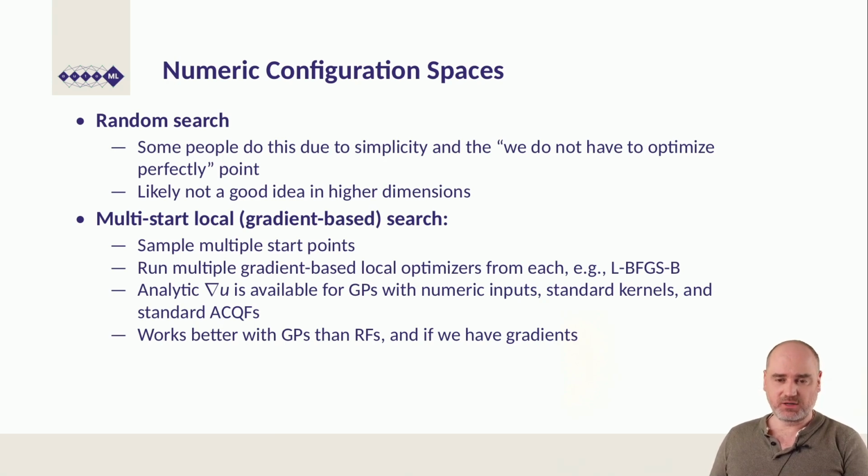Okay, some comments on how we can now, as I said, optimize these acquisition functions in practice. So first option, we just do random search. Some people do this just because it is extremely simple. They just sample a few thousand or 10,000 points and then take the best. Especially also because we do not have to optimize the acquisition function perfectly in every iteration. It is likely not a good idea in higher dimensions, and we maybe want to go about this in a somewhat more intelligent fashion.